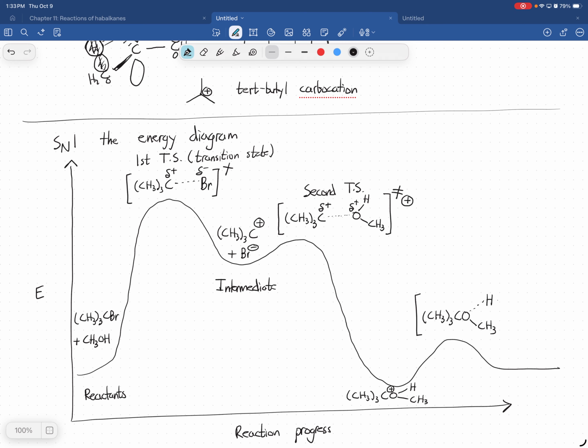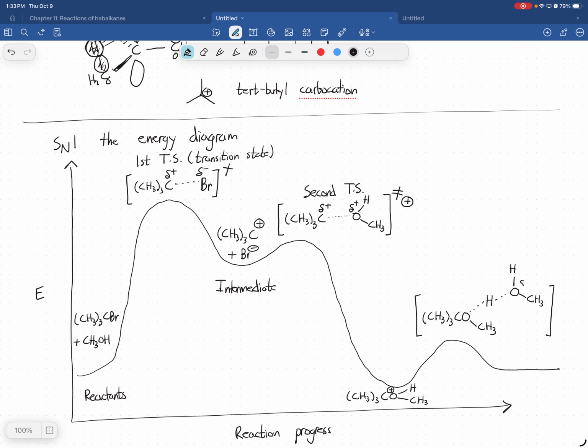H forming a bond now to, in this case, let's use methanol. So this oxygen is going to get a partially positive charge. This oxygen is going to lose its, going to a partially positive charge. And it's still a cation, so we're going to say it's still charged here. All right, so this is the third transition state.